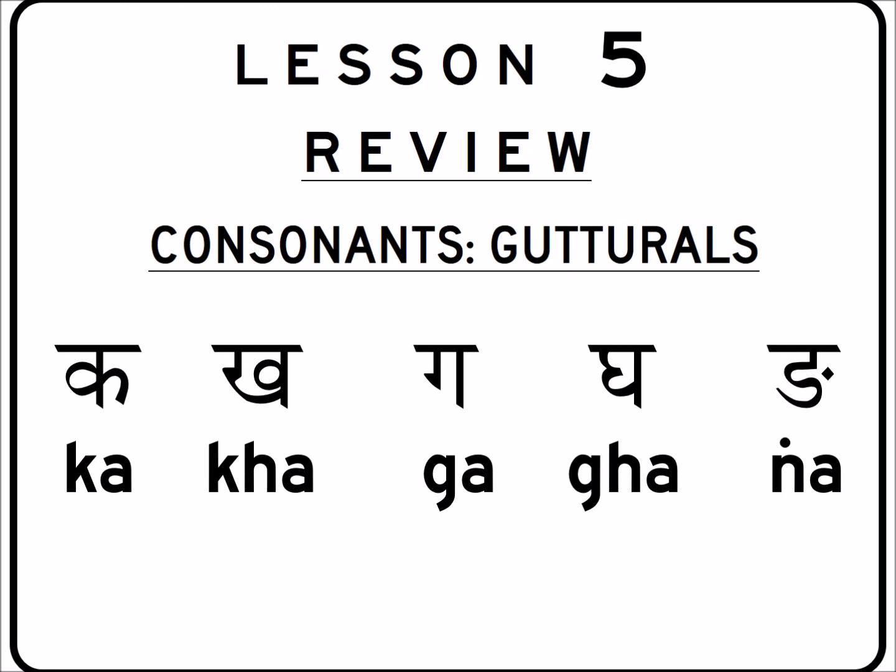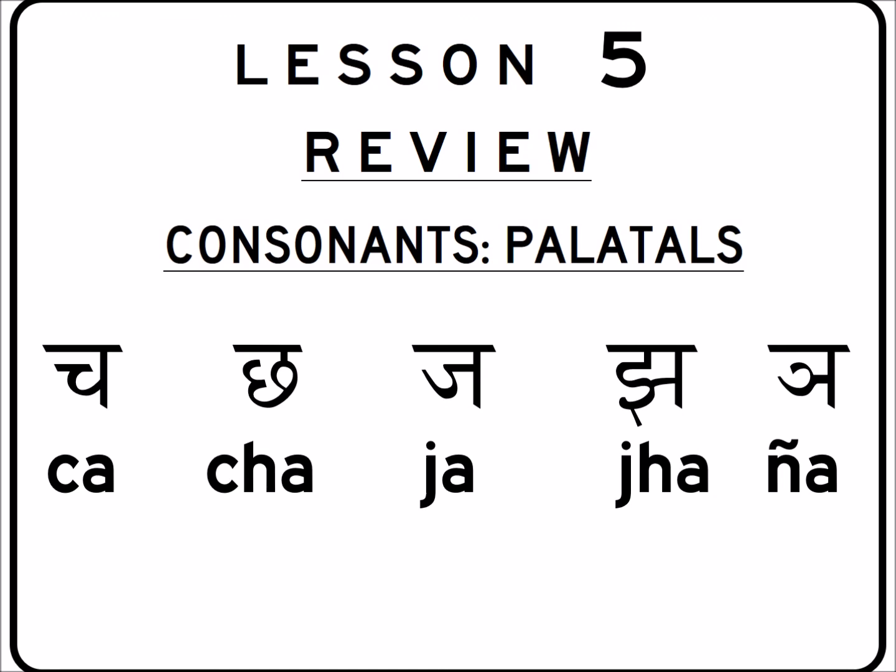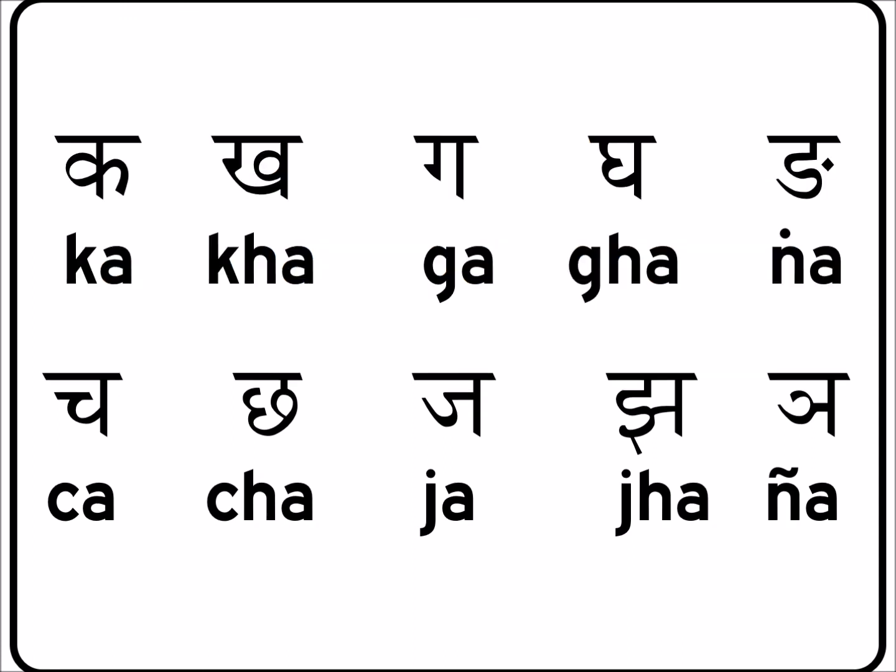So let's review the consonants that we've learned so far. In the last lesson we learned the gutturals: ka, kha, ga, gha, nga. And in this lesson we learned cha, chha, ja, jha, nya. So here are the consonants that we've learned so far. Make sure you can recognize these letters and make sure you can write these letters efficiently. Make sure they look very clear and distinct because very soon we're going to come across some letters that are going to resemble some of the letters that we've already learned so far.